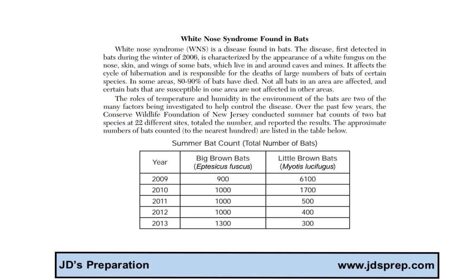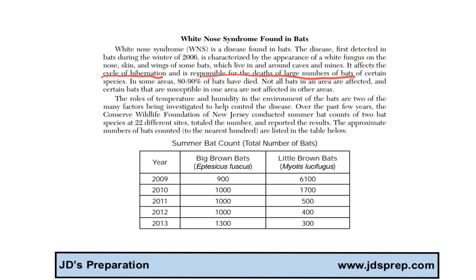Let's first take a look at the scenario. Here we're looking at white nose syndrome found in bats. White nose syndrome, or WNS, is a disease found in bats. The disease, first detected in bats during the winter of 2006, is characterized by the appearance of a white fungus on the nose, skin, and wings of some bats, which live in and around caves and mines. It affects the cycle of hibernation and is responsible for the deaths of large numbers of bats of certain species.